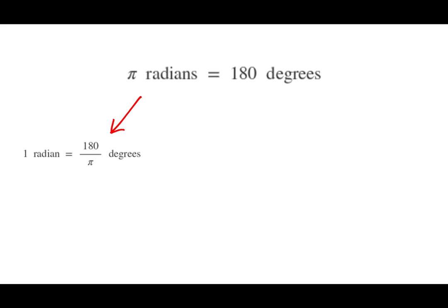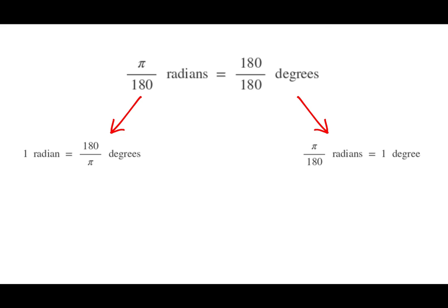Going back to that previous equation, if we want to solve for degrees, we would divide both sides by 180, and then we would get pi over 180 radians equals 1 degree. Notice that both of these are ratios, and that is very important when converting from radians to degrees and degrees to radians.